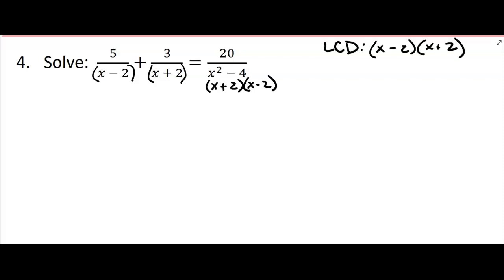Now, one thing to note, because these are rational expressions and it's an equation, well, even just the fact that they're rational expressions, we're not going to be able to divide by 0. So x cannot be 2, because that would make the first factor in my LCD 0, and it can't be negative 2, because that'd make the second factor 0. So x cannot be that. Those are excluded values.